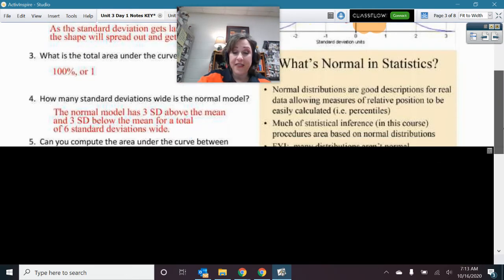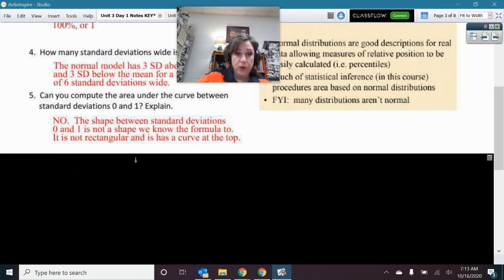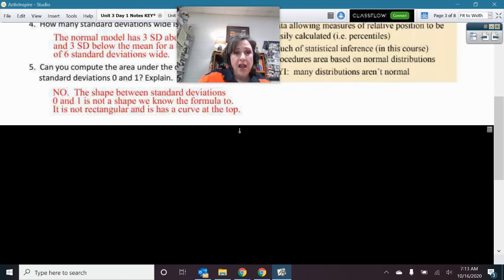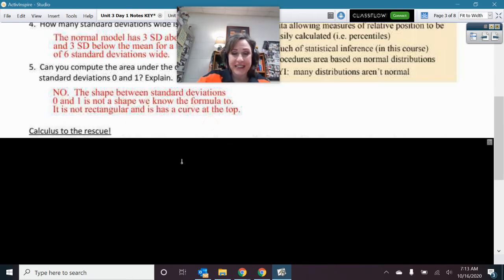Well, that is where calculus comes into play. It's curved at the top. The shape is between 0 and 1, and we don't know those formulas. Okay, so calculus to the rescue. And you may think, oh my God, I don't know any calculus. I wasn't even in pre-calculus. Okay, well, that's okay. Because luckily, this function is something that's so common, it's normal model math. And so our calculator does all that calculus computing for us. We just have to know how to apply it and what that means.